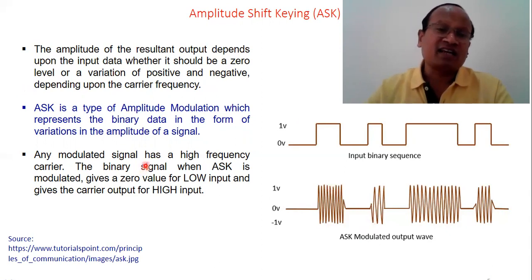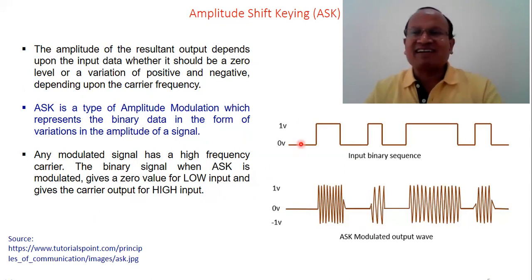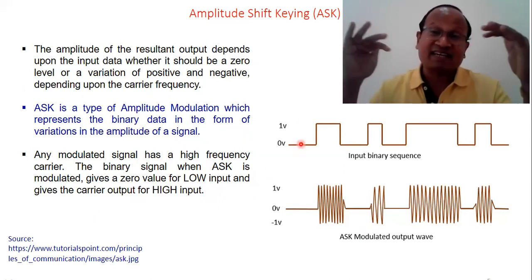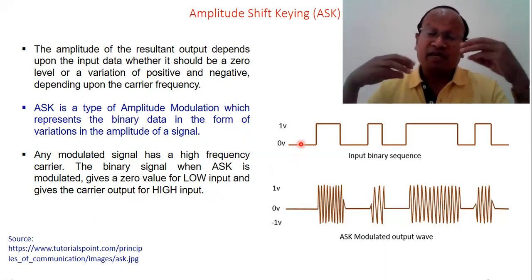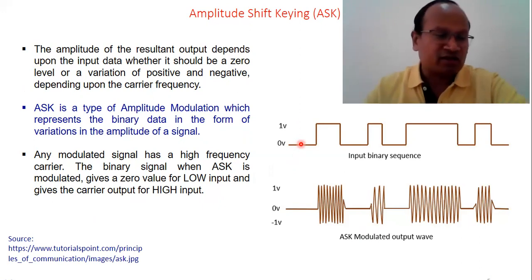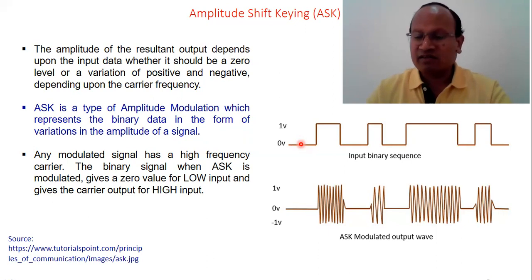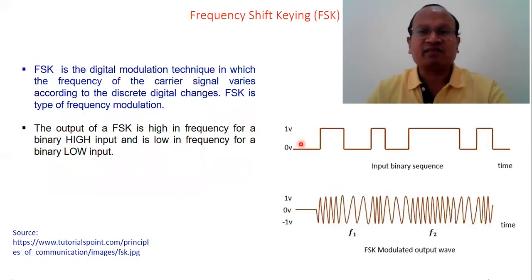So any modulated signal has a high frequency carrier. The binary signal when ASK modulated gives a zero value for low input and gives a carrier output for high input. So we can also understand it like this: the carrier amplitude remains there when the amplitude is high. It becomes zero when the amplitude of your message signal becomes zero. That time the ASK modulated signal's carrier amplitude also becomes 0 and 1 respectively for 0 and the high level of the message signal.